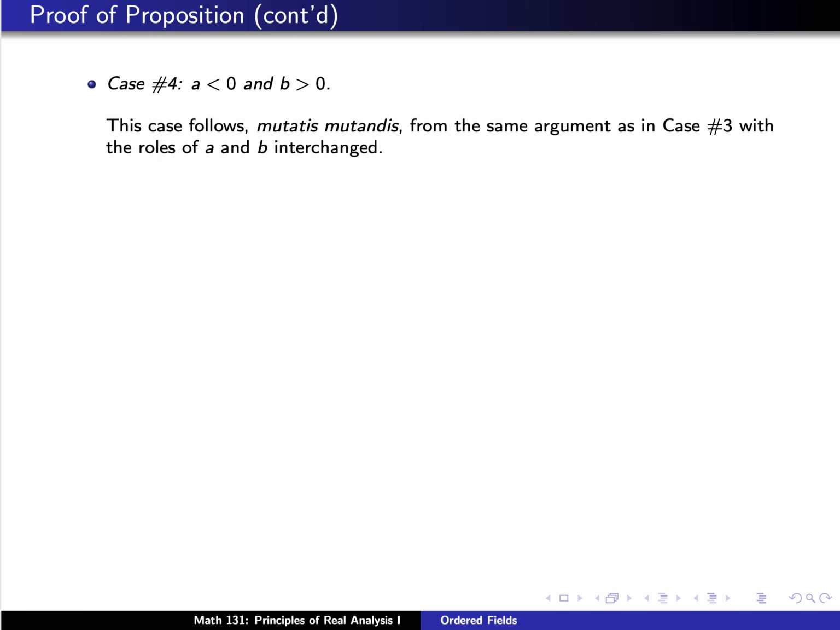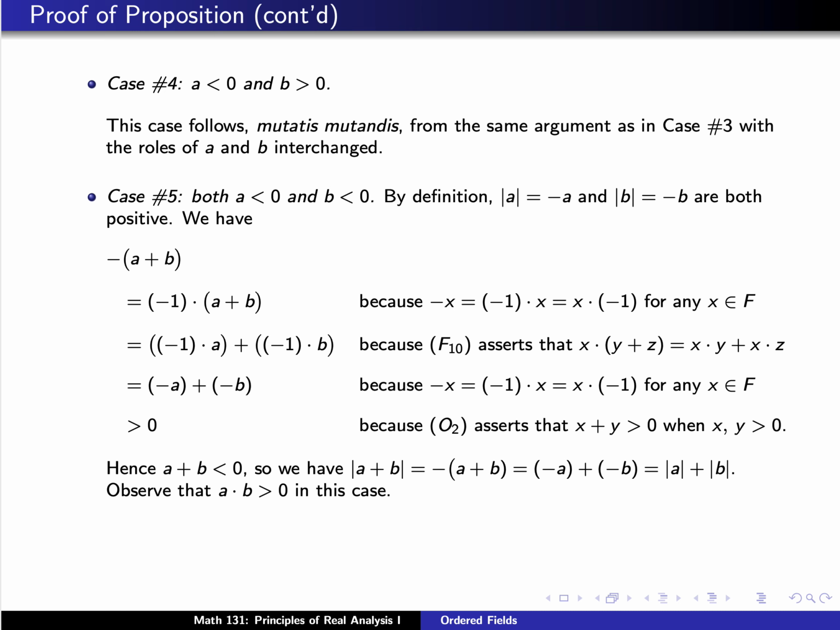Case number 4 follows mutatis mutandis from case number 3. Before, we were assuming that a is positive, b is negative. Case number 4 assumes a is negative, b is positive. In the final case, when both a and b are negative, remember that if a and b are negative, then the sum a plus b should also be negative, and it's just a matter of working out the rest of the inequalities. For example, you would find that the absolute value of a plus b is negative, parentheses, a plus b, which is negative a plus negative b, which is the absolute value of a plus the absolute value of b. In this case, notice that a and b have the same signs, and again we have equality.